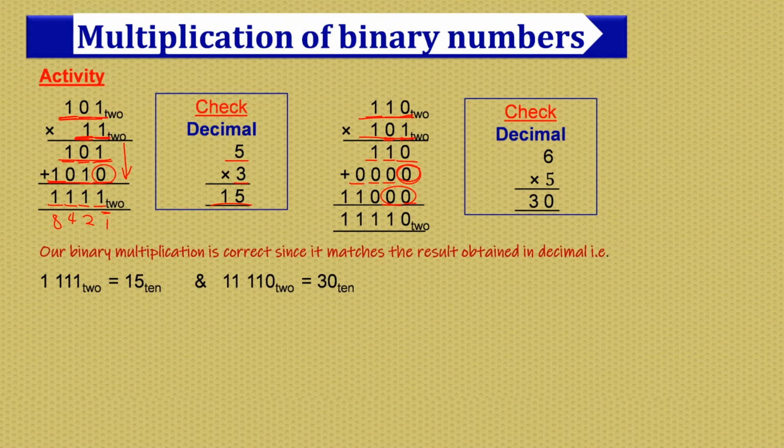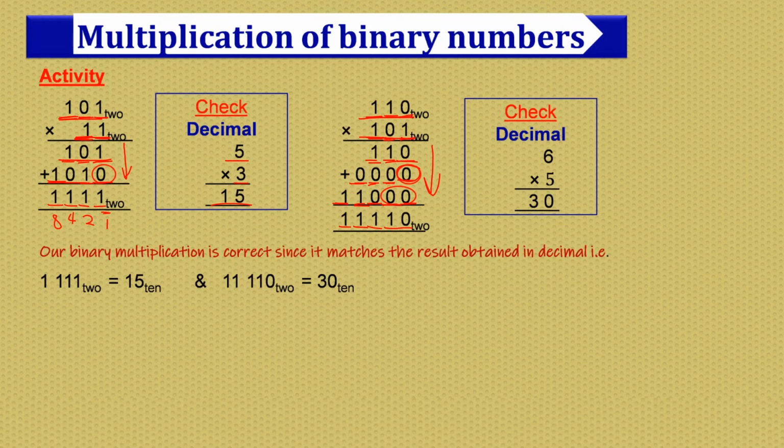Now we have 1 multiplied by 0, that gives us 0. 1 multiplied by 1 gives us 1, and 1 multiplied by 1 gives us 1. Now we add all we have together. 0 plus 0 plus 0 gives us 0. 1 plus 0 plus 0 gives us 1. 1 plus 0 plus 0 gives us 1. 0 plus 1 gives us 1. And then we bring down our 1 here. So this is our answer.